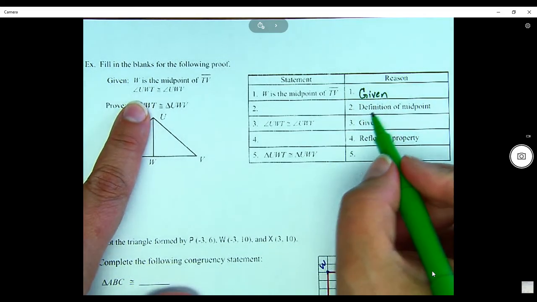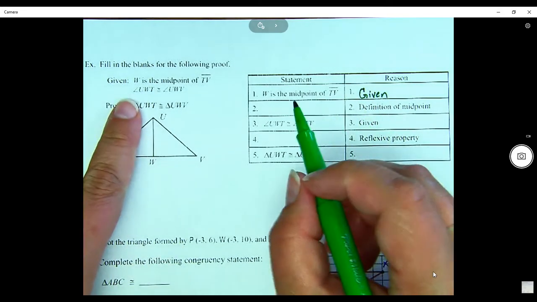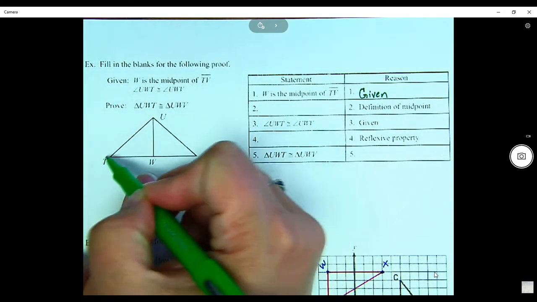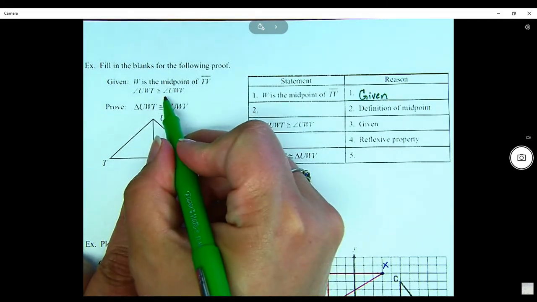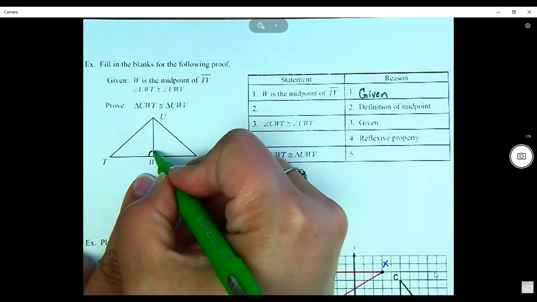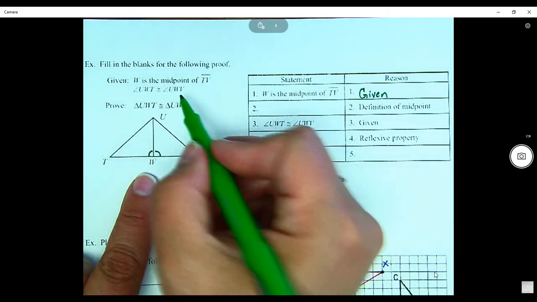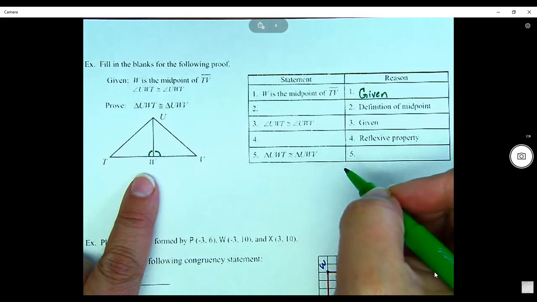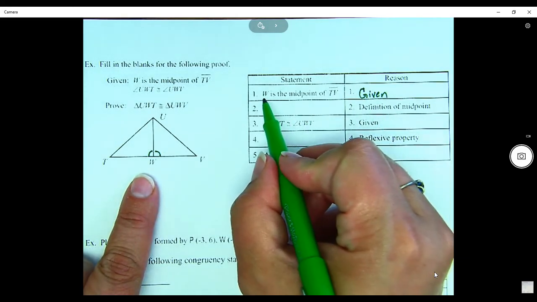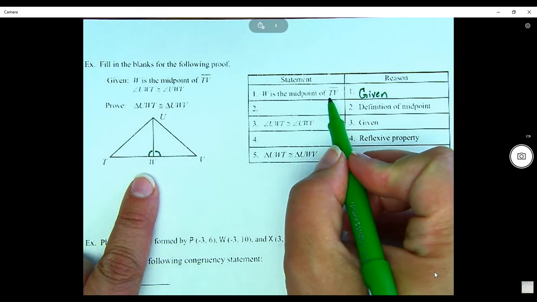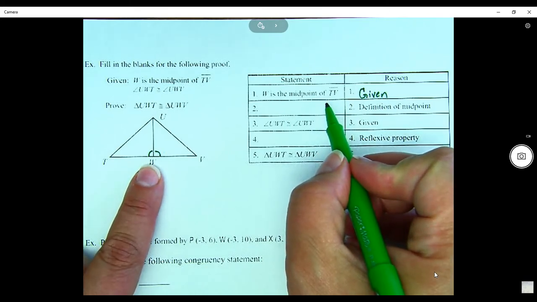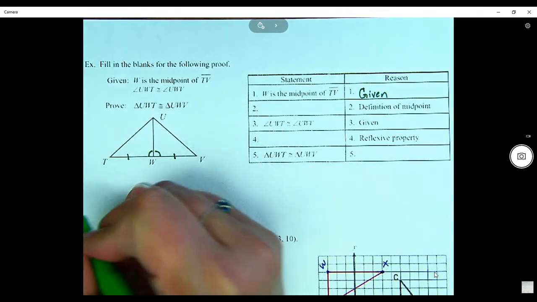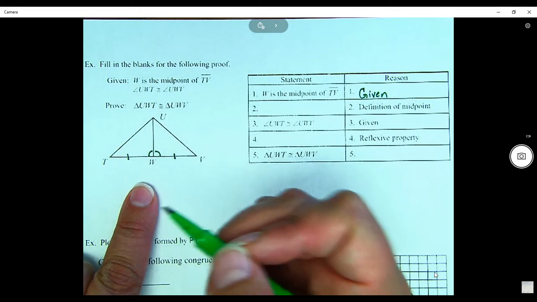And then next, it says also angle UWT, where's that at? UWT, right here, is congruent to angle UWV, right there. And that's also given to us. So that's already been written here on our paper. Now let's go back to this midpoint, right? If something is a midpoint, we'd want to mark that on our paper. So if W is the midpoint of TV, then I would want to mark that these two segments are congruent because that's what a midpoint does. It divides a segment into two equal parts.